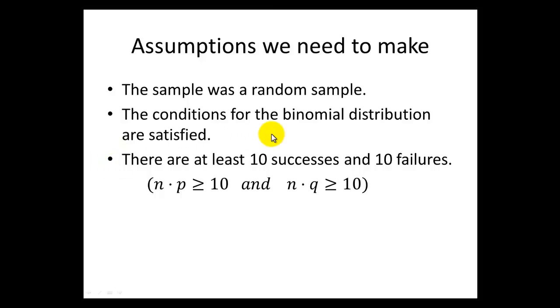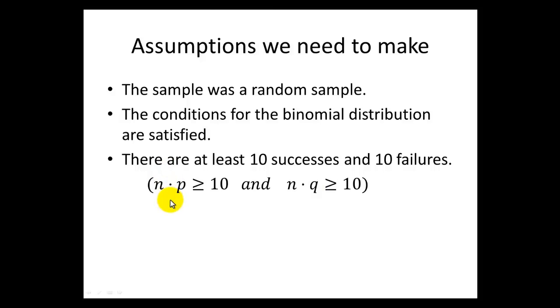The last assumption here we need to make is that the successes were at least 10 and the failures were at least 10. That is, we had at least 10 people that said yes and at least 10 people that said no. If these aren't met, then we have to use a different approach. But in our case it was, so these all were met.